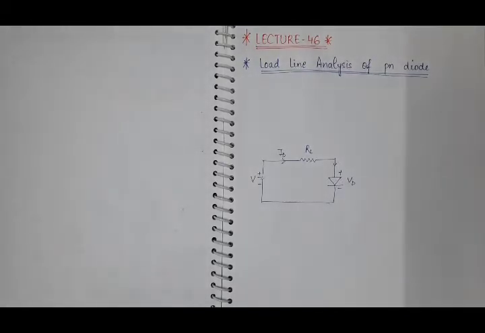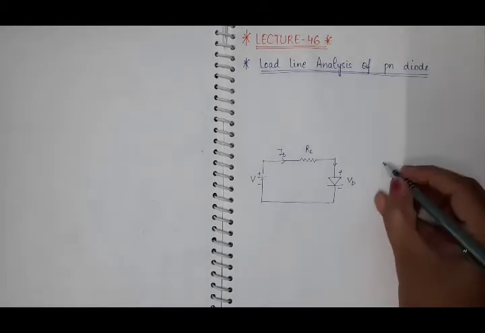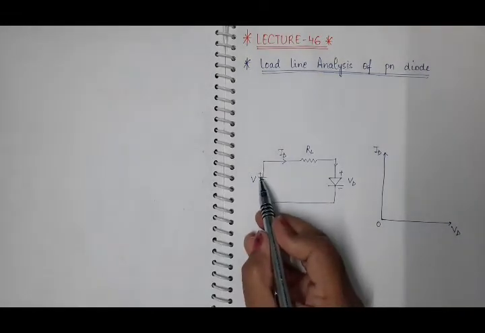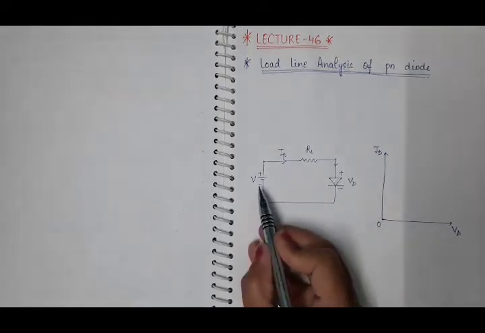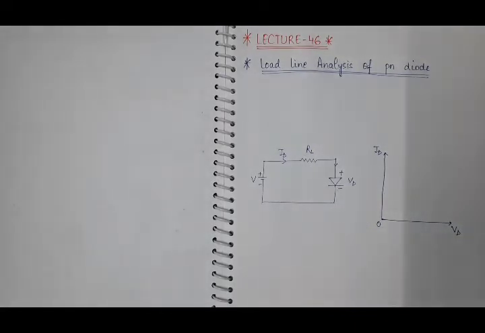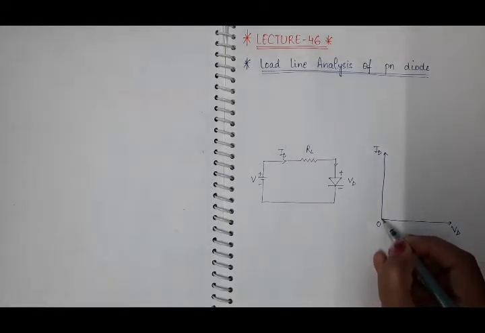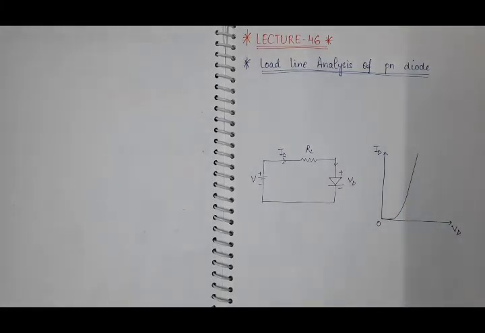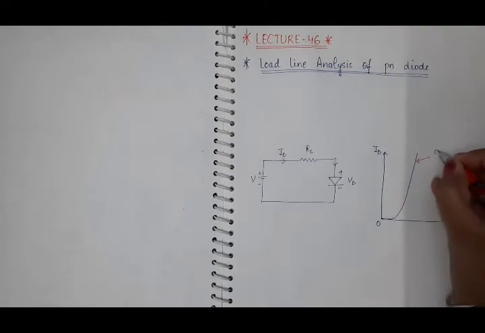Then what will be the VI characteristics of this diode? It will be a graph between VD along x-axis and ID along y-axis. And we know that the positive terminal of the voltage source is connected to P of diode, and the negative terminal of the DC voltage source is connected to N side of the diode. It means diode is forward biased. So forward VI characteristics of diode are like this. So these are diode characteristics.